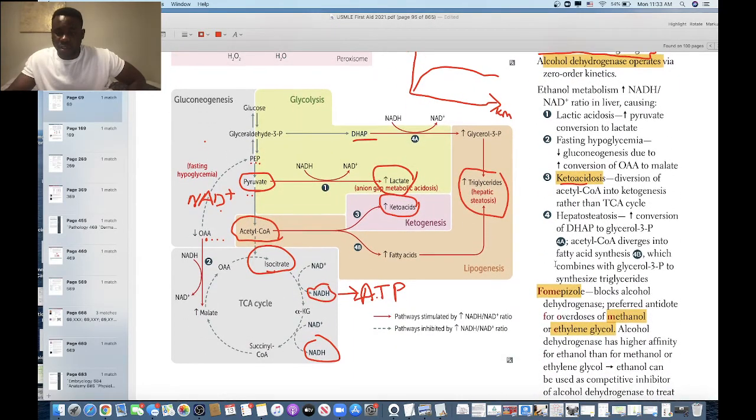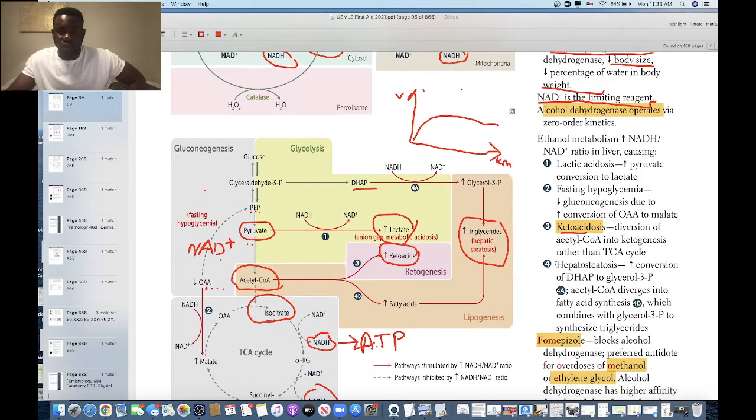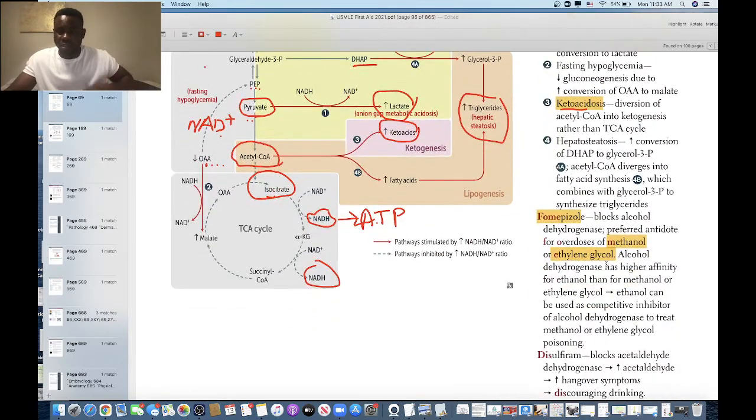Also, ethylene glycol can be converted into other substances that can be toxic to the cell. So we don't want that to occur. Alcohol dehydrogenase has higher affinity for ethanol than methanol and then ethylene glycol, so ethanol can be used as a competitive inhibitor of alcohol dehydrogenase to treat methanol or ethylene glycol poisoning.